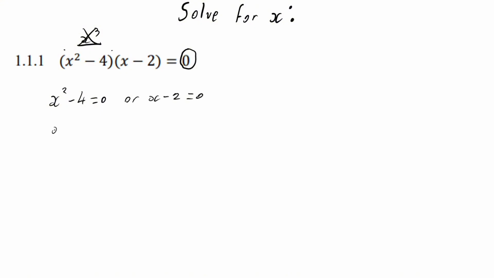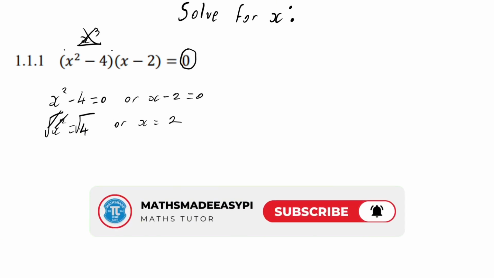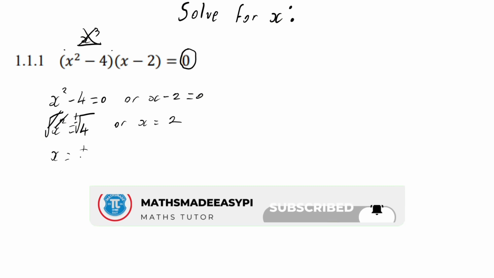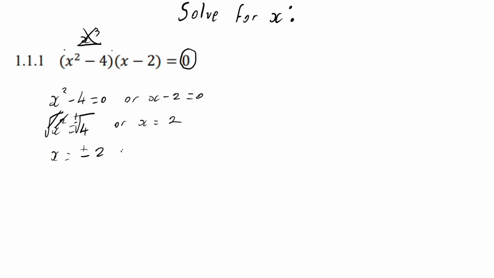Solve for x, x squared is equals to positive 4, or x is equals to 2. You're going to take the square root on both sides. After taking the square root, you're going to cancel the square, and you don't forget the plus and minus. So x is just going to be equal to plus and minus 2, or x is equals to 2. You can leave your answer like that.